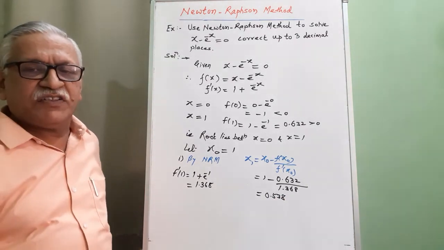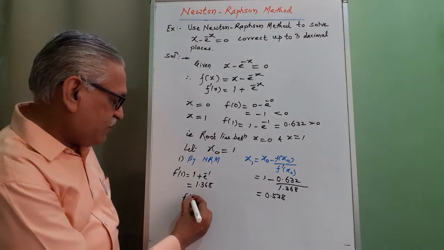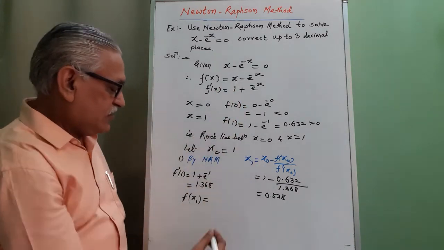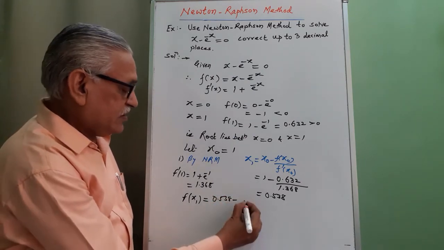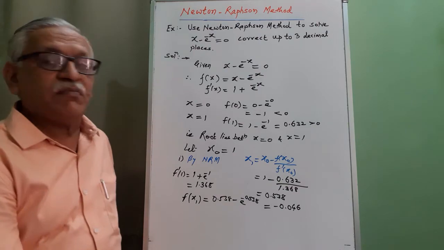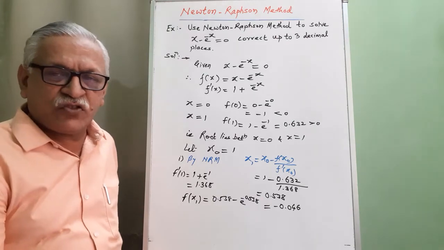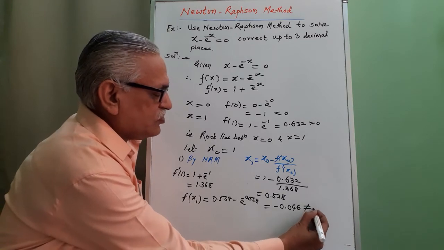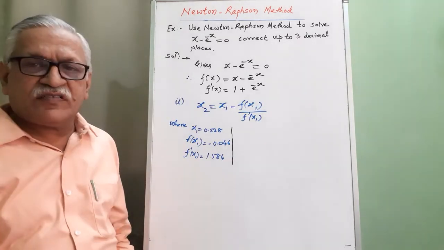0.538. Then we check whether we can call this the root or not by finding the corresponding function value. Therefore f at x1, substituting that value here, we get 0.538 minus e raised to minus 0.538, which is minus 0.046. If it is nearest to 0, we have to stop the iterative procedure; since it is not equal to 0, we have to go to the second step, or second iteration.